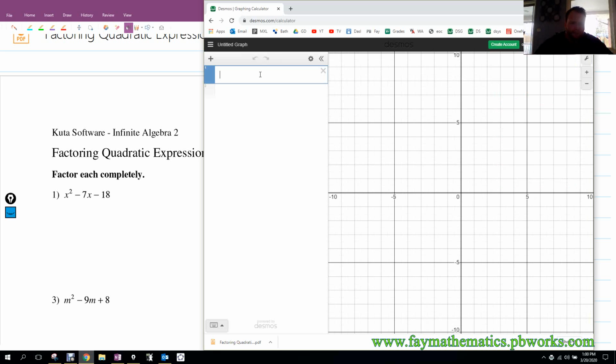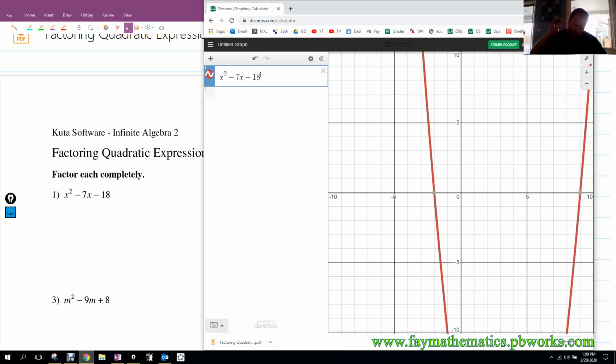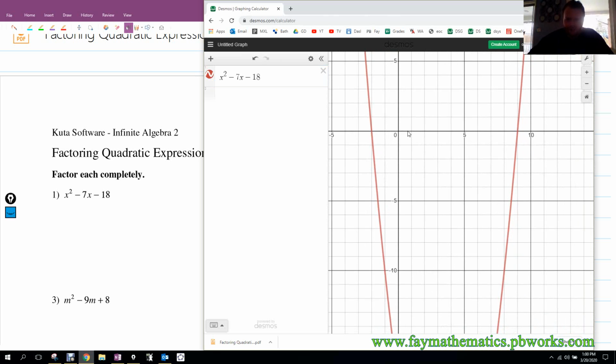We're going to simply type in x squared minus 7x minus 18. And when we do that, if this does indeed factor the way I've shown you in the last couple videos, we should be able to go to the graph and see. Right here, this line is my x-axis. Here's my y-axis. The values that it factors to are actually where this thing crosses the x-axis. So that point right there is a -2, and that is a 9.